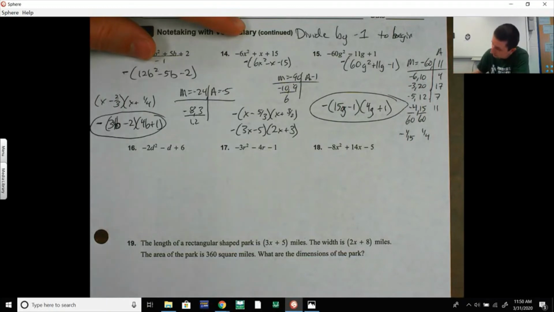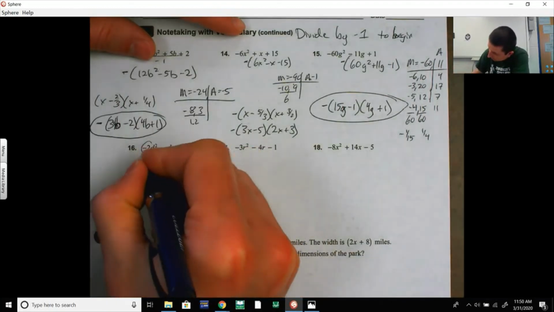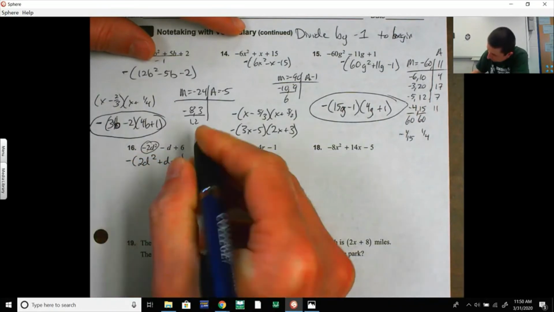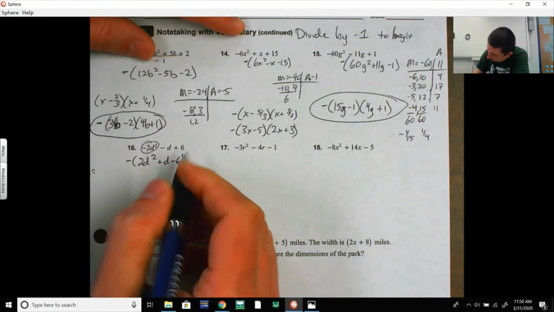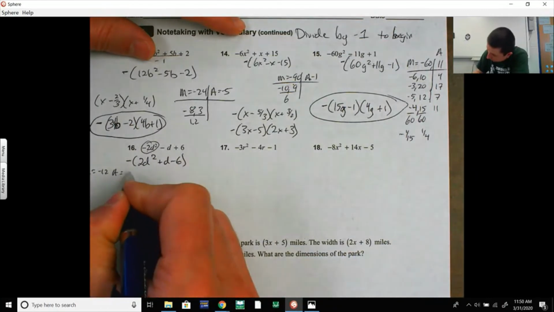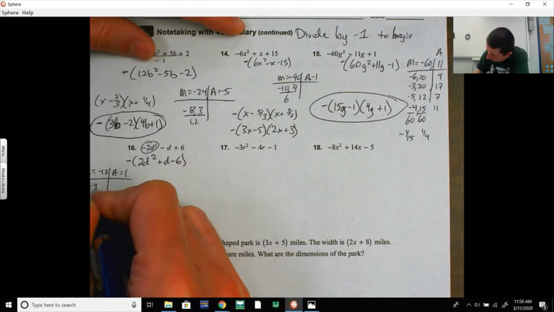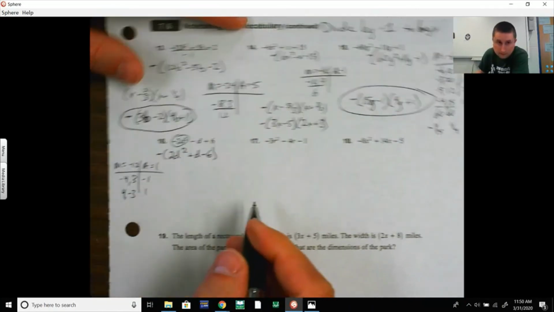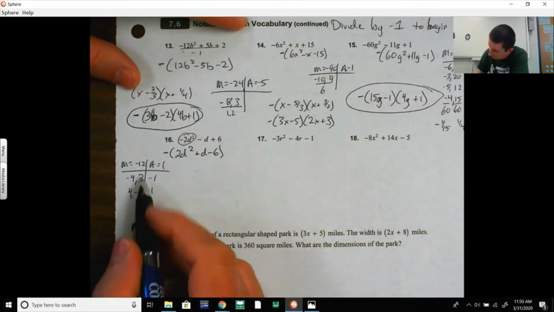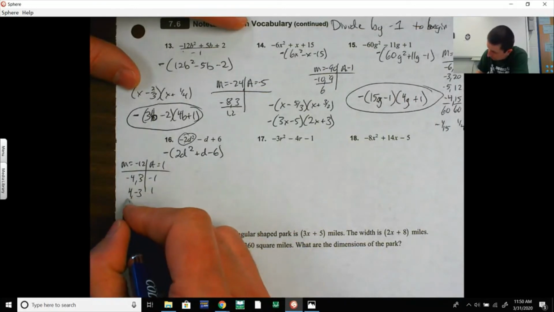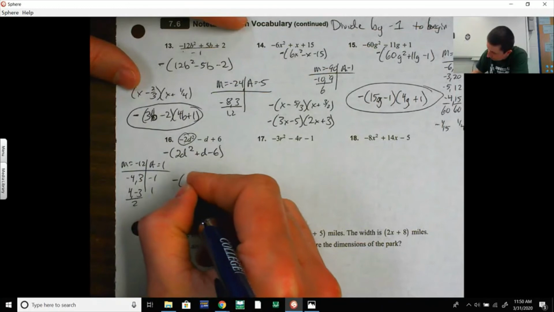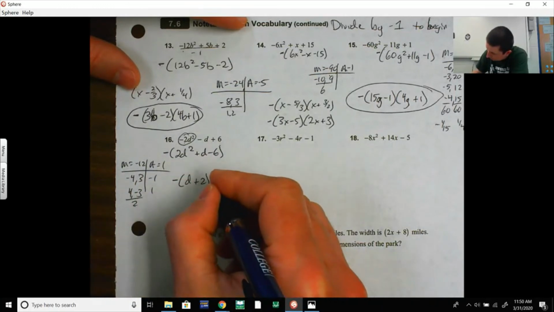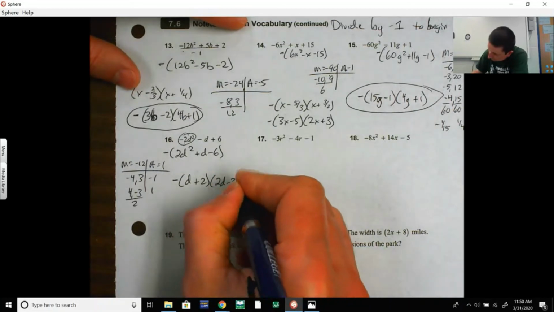A few bigger numbers. Okay, again, a negative in front. So negative 2d squared plus d minus 6. So it multiplies to negative 12, adds to 1. Well, that has to be negative 4 and 3. Oh, that'd be negative 1. So 4 and negative 3. 4 and negative 3, divide those by 2. So we get d, 4 divided by 2 is 2, d plus 2. Negative 3 divided by 2 would be 2d minus 3. Denominator goes in front.